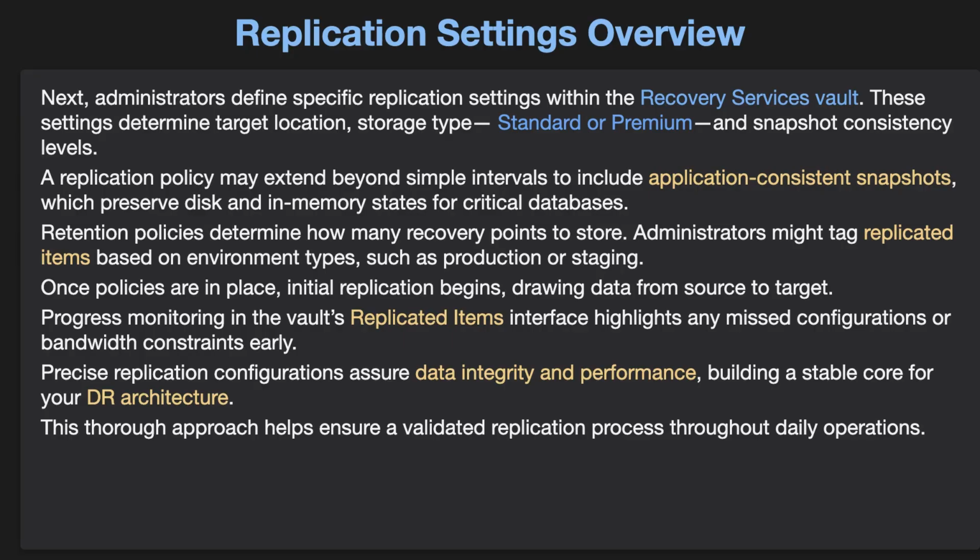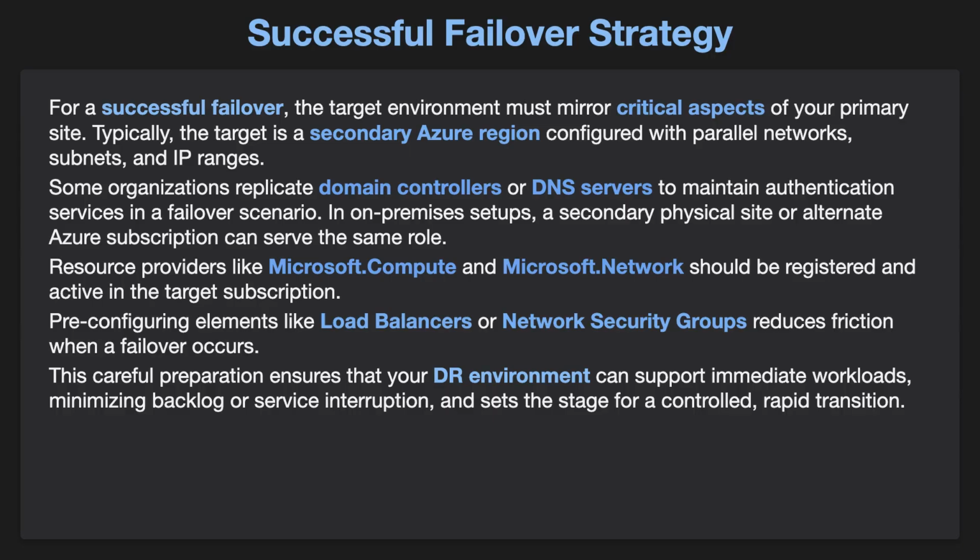Once policies are in place, initial replication begins, drawing data from source to target. Progress monitoring in the Vault's replicated items interface highlights any misconfigurations or bandwidth constraints early. Precise replication configurations assure data integrity and performance, building a stable core for your DR architecture. This thorough approach helps ensure a validated replication process throughout daily operations. For a successful failover, the target environment must mirror critical aspects of your primary site.